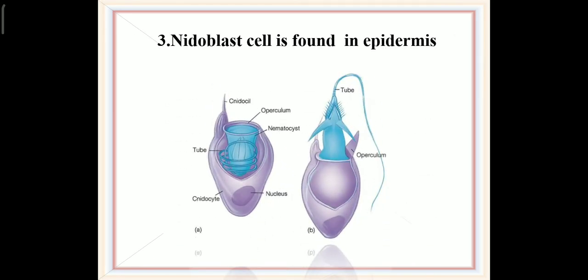And special types of cnidoblast cells are found in the epidermis, and these cnidoblast cells are used for locomotion, prey capturing, and predation or defensive purposes.